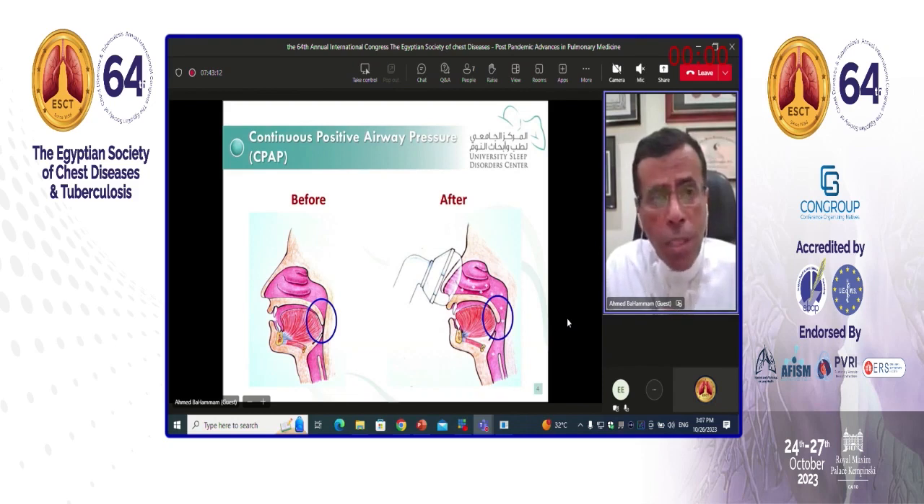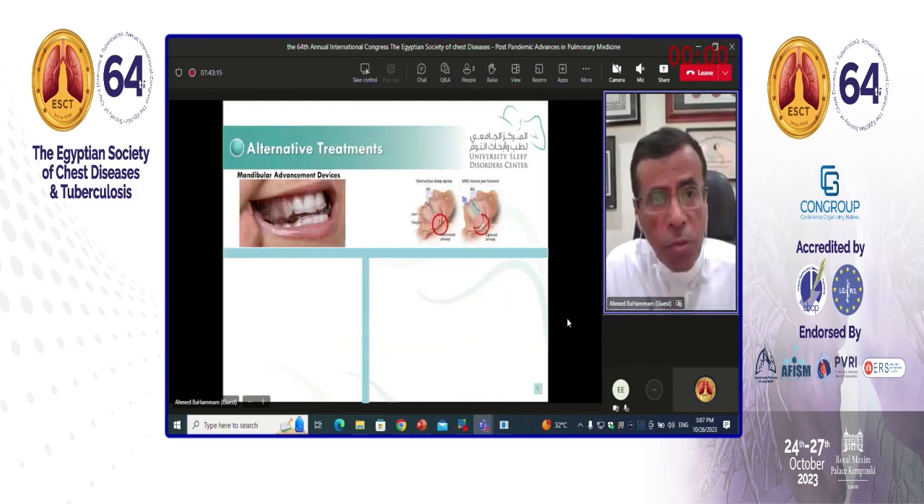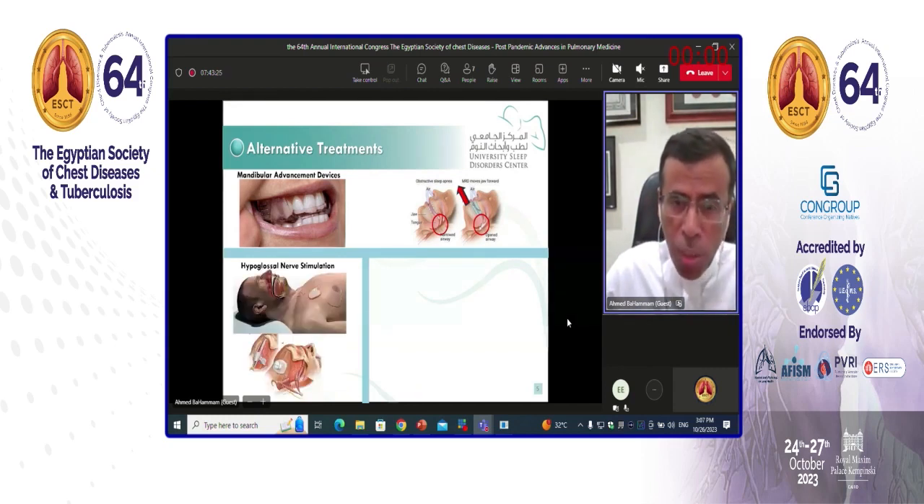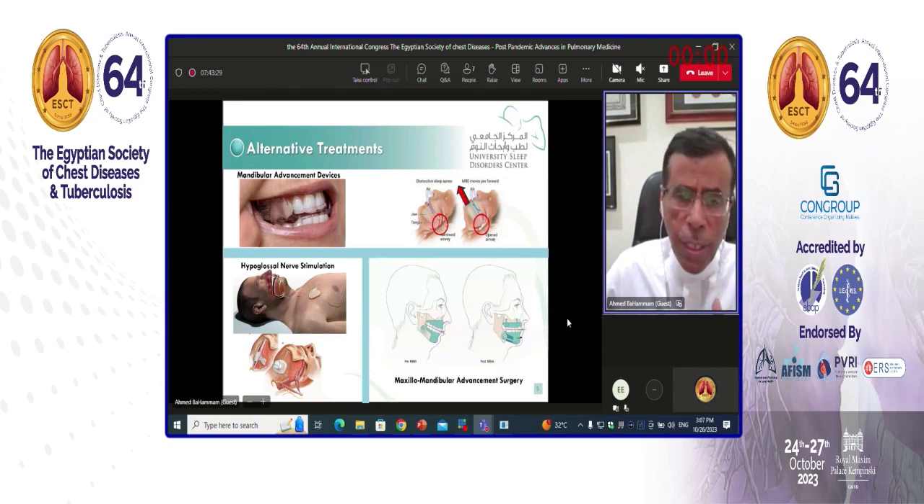However, we have to remember that there are effective alternative treatments for sleep apnea that we'll cover briefly in this talk, like the mandibular advancement devices, the hypoglossal nerve stimulation with its new modalities and techniques, and different surgeries like the maxillomandibular advancement surgery. All these techniques are approved by the FDA to treat sleep apnea.